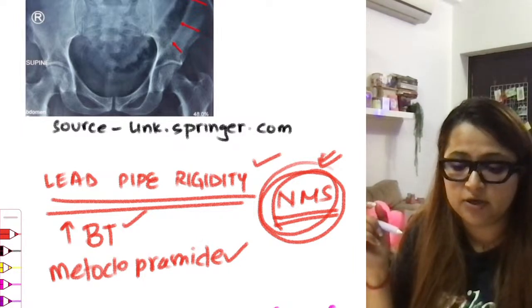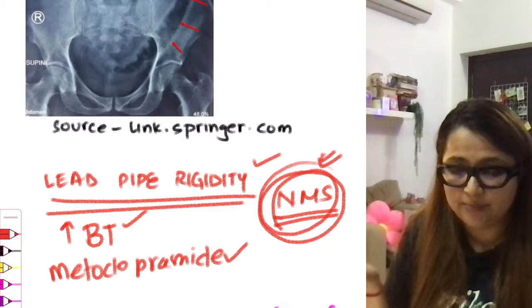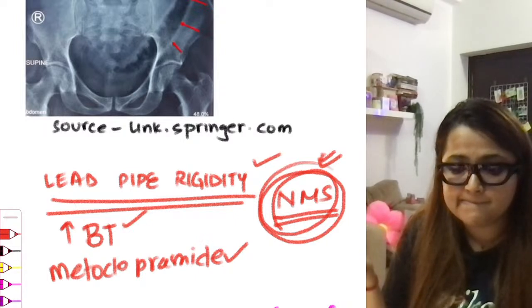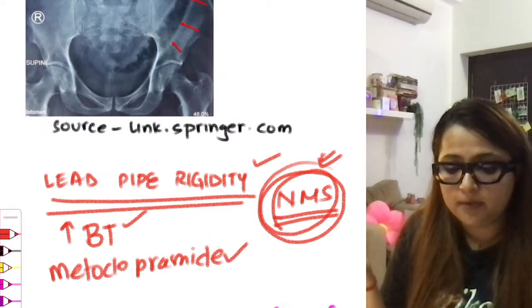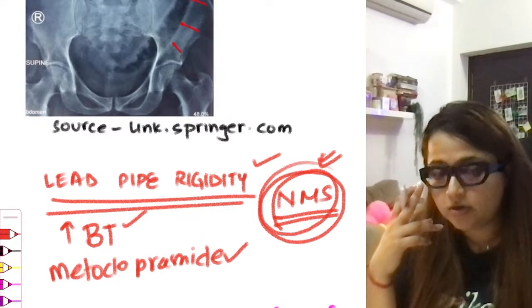All right, and the fourth one is, what is the fourth one? Fourth differential of drug-induced hyperthermia. Anyone? What is atropine?